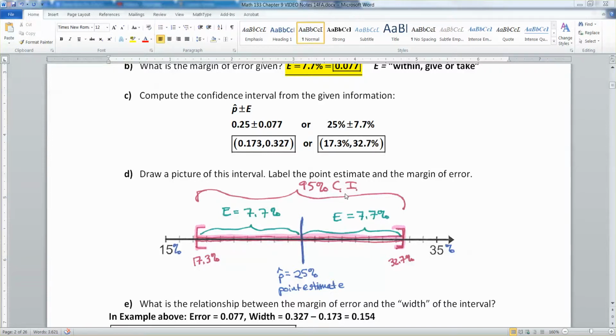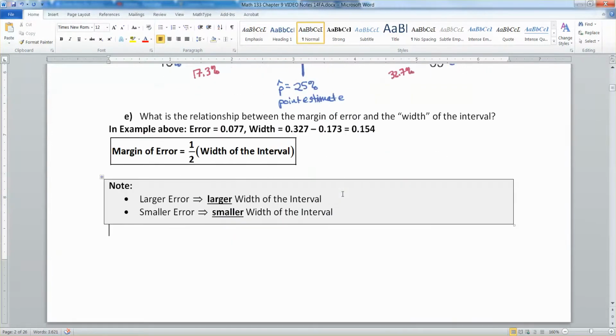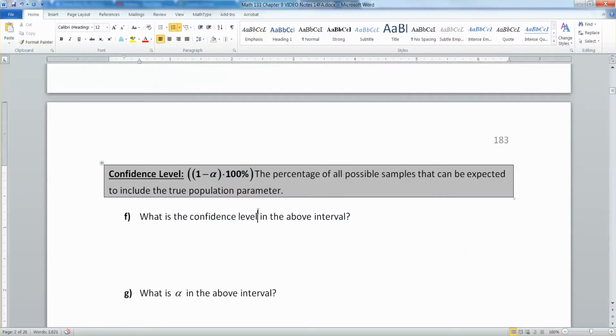Now that we've seen a little bit about the basics of how a confidence interval is built, let's talk about the confidence level a little bit more. A confidence level is the percentage of all possible samples that can be expected to include the true population parameter. In other words, if you took a scoop of beans and another scoop of beans and another, and did it over and over and over, your confidence level is what percentage of those samples would have that true population percentage or proportion or parameter inside.